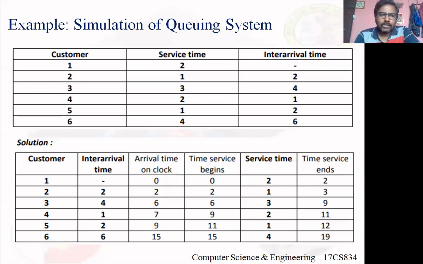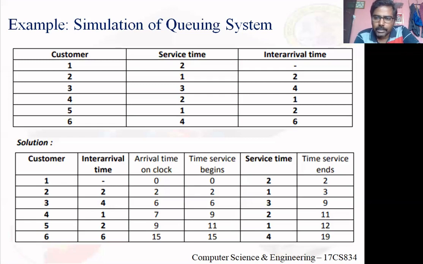Look at the fifth entry, that is 2. What it indicates is the time gap between the fourth arrival and the fifth arrival. When did the fourth arrival occur? At time 7. Got it? The fourth arrival occurred at time 7, so the fifth arrival will occur 2 minutes later, that is at time 9.